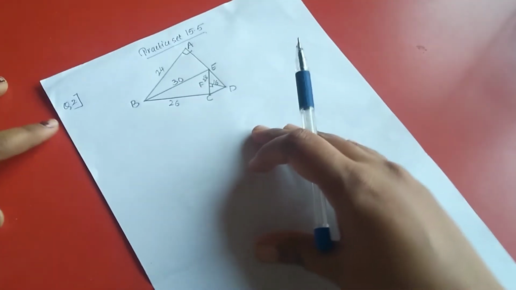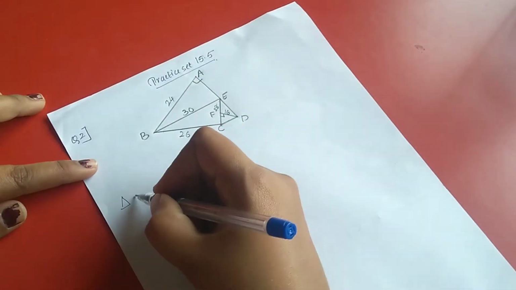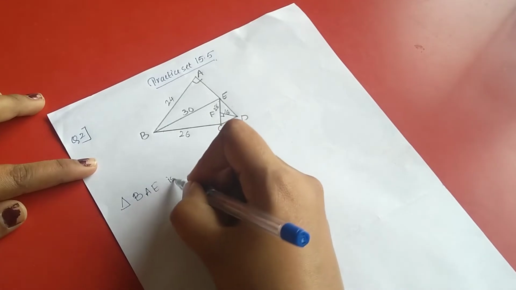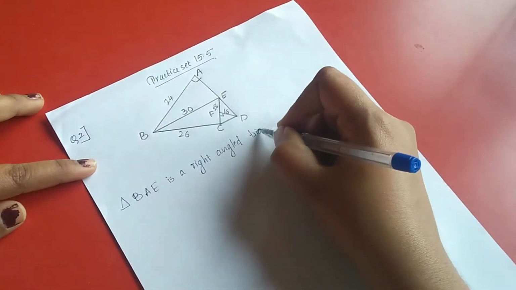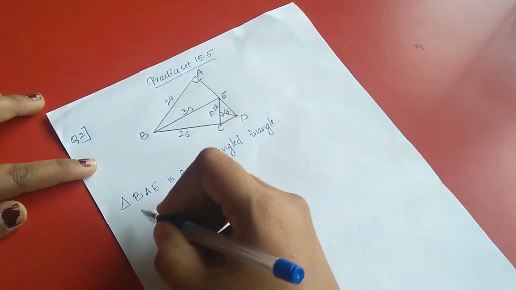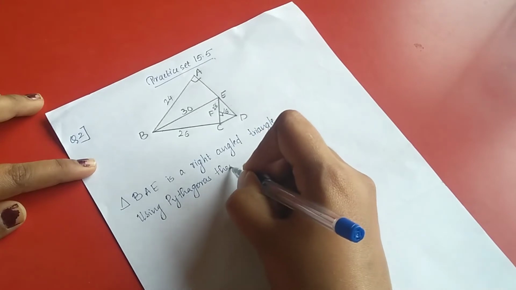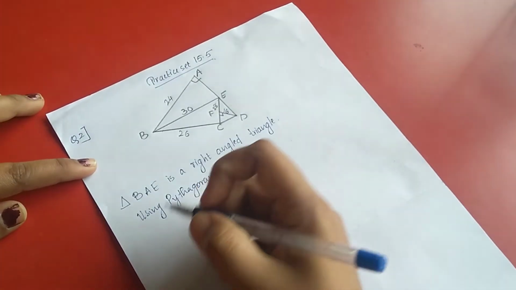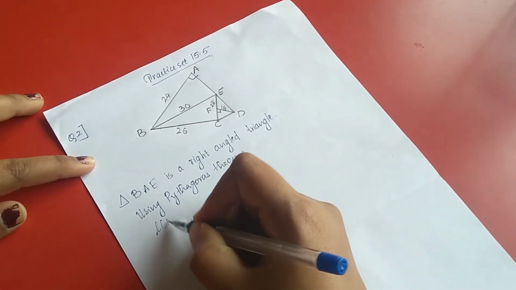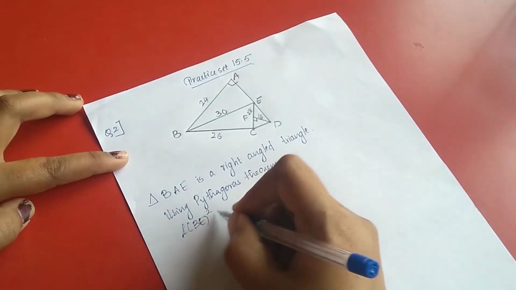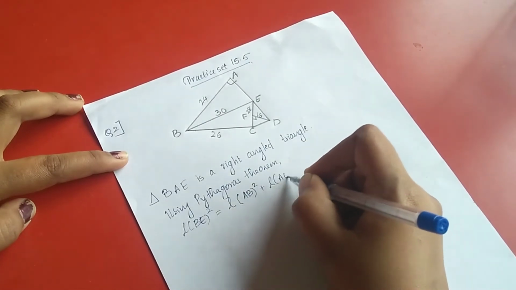Okay, so let's begin. Now, first one, write down triangle BAE. Triangle BAE is a right angled triangle. So using Pythagoras theorem, what is the Pythagoras theorem? Hypotenuse square is equal to base square plus height square. Correct? So which is the hypotenuse here? BE. So write down length BE square is equal to length AB square plus length AE square.